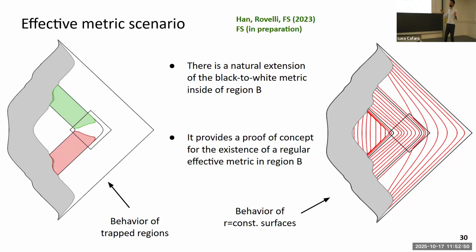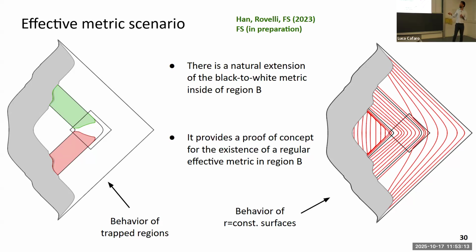It's just a proof of concept that there are some metrics that are regular and can describe something that happens inside this region. We don't know if this something is physical. However, it's still interesting to see what happens in this metric. We see over here to the left how the trapped regions behave. So we see that they actually close on themselves instead of touching each other.